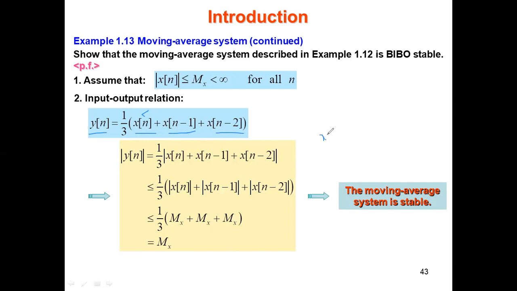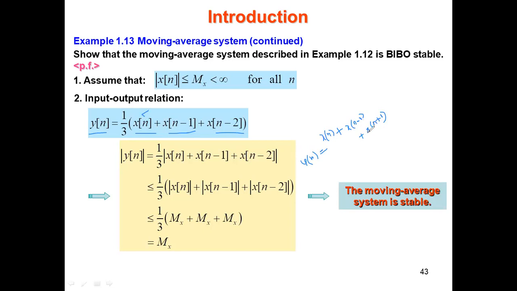If I take y of n equal to x of n plus x of n minus 1 plus x of n plus 1, then what's going to happen? Then also you say it is a system with memory. In this particular case, y of n equal to x of n plus x of n minus 1 plus x of n plus 1.